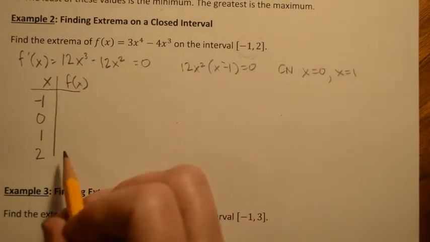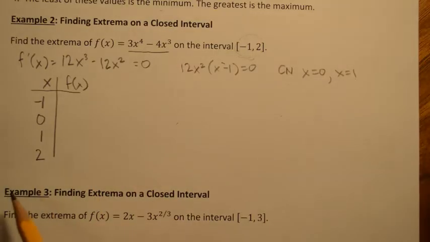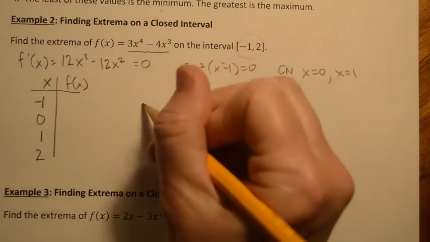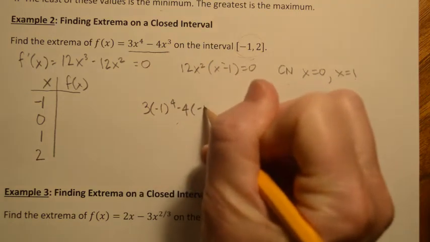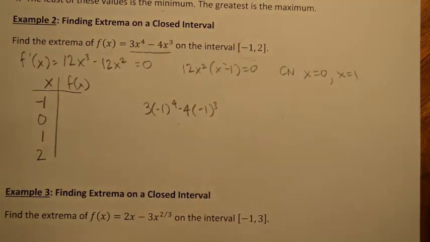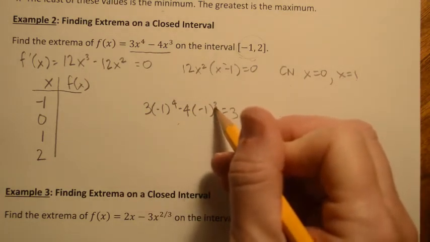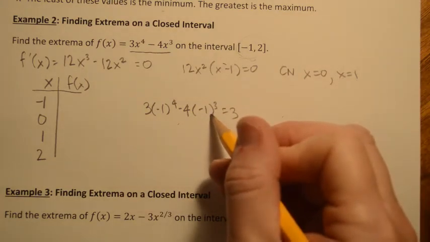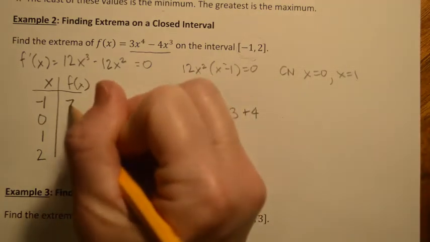And then we're just going to plug them in. All right, so again, don't forget to go back to the original. So we've got 3 times -1 to the 4th minus 4 times -1 to the 3rd. This is going to be +3. And here, this -1 to the 3rd is going to stay -1, times that -4 is going to be +4, and so we end up with 7 right here.